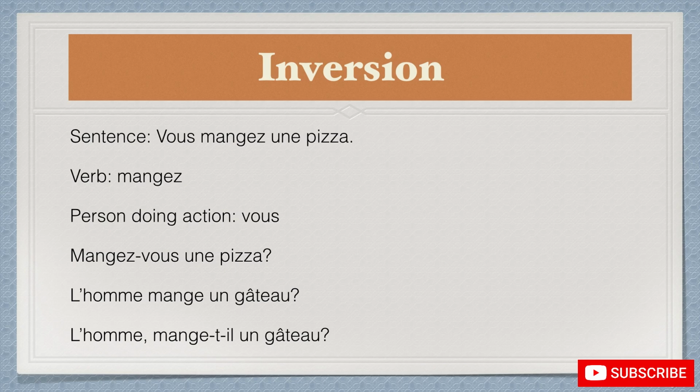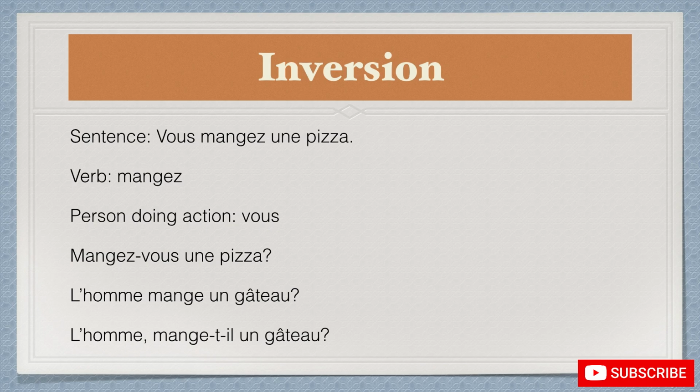The next one is a regular sentence again. L'homme mange un gâteau. What we do with this one is we isolate our verb, which is mange, and then we isolate the person who's doing the action, which is l'homme. And then we have to take l'homme and transform it into one of our subject pronouns. A subject pronoun would be je, tu, il, elle, nous, vous, ils, elles. So one of those words.